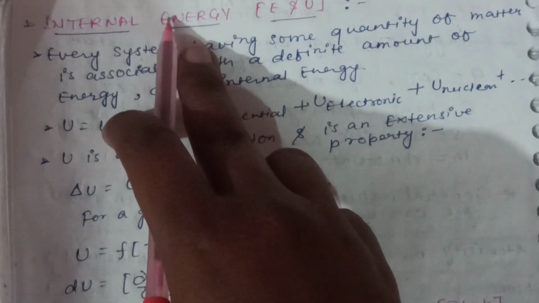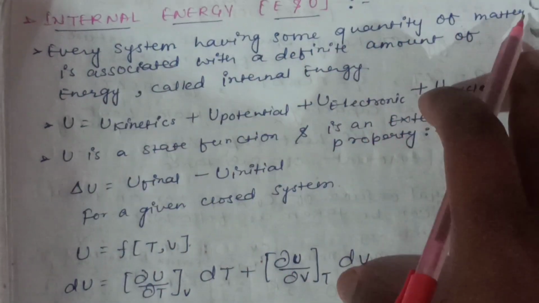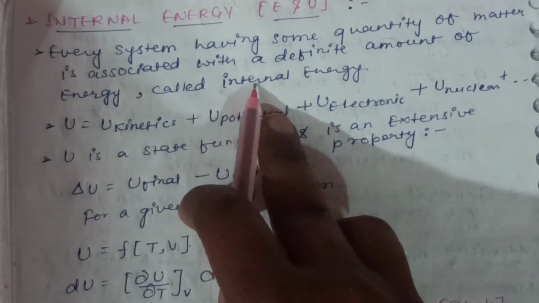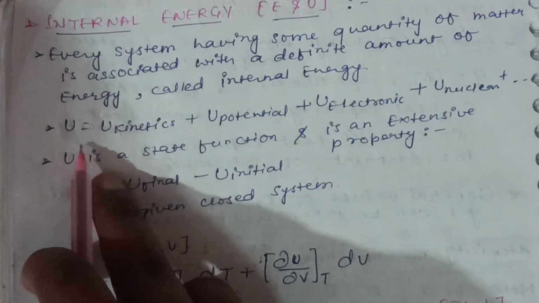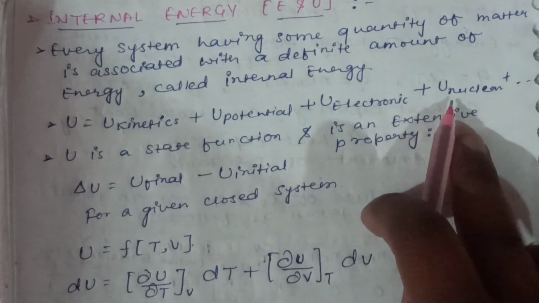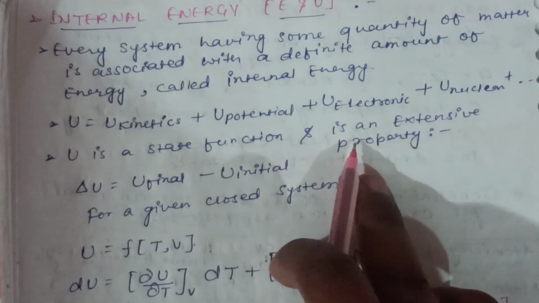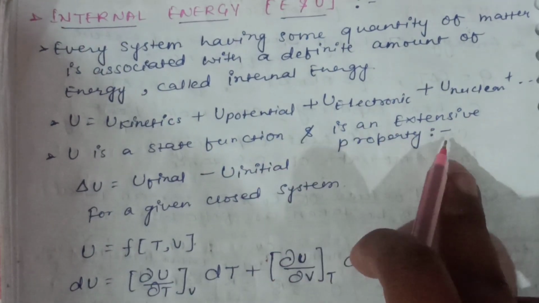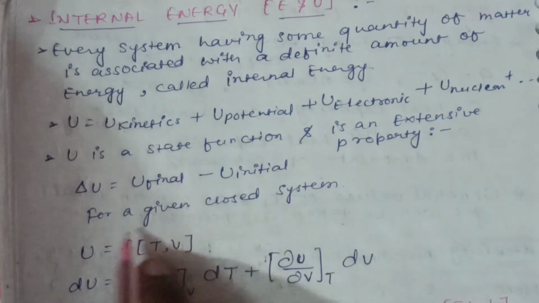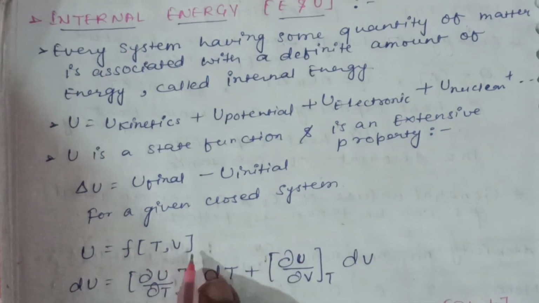Internal energy, E and U. Every system having the same quantity of matter is associated with a definite amount of energy called internal energy. U = U kinetic + U potential + U electronic + U nuclear and so on. U is a state function and is an extensive property. ΔU = U final − U initial. For a given closed system, U = f(T, V).